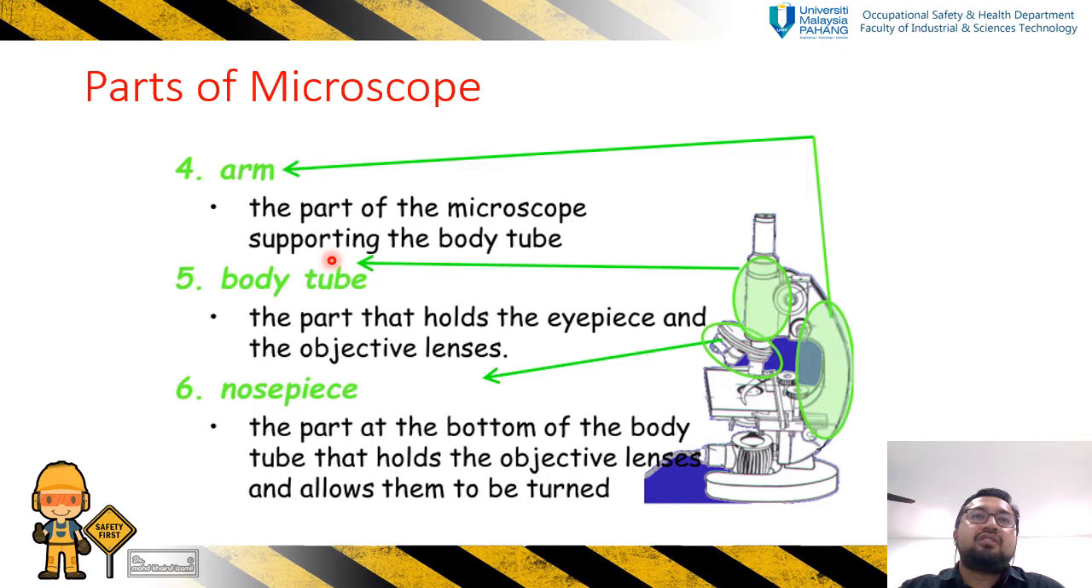Arm ni adalah the part of microscope supporting the body tube, yang mana kita kena pegang. And then we've got body tube. Okay, the part that holds the eyepiece and the objective lenses. Ni objective lenses. And then nose piece, the part of the bottom of the body tube that holds the objective lenses and allows them to be turned. Okay, jadi ini semua kena ingat, just tahu sajalah.